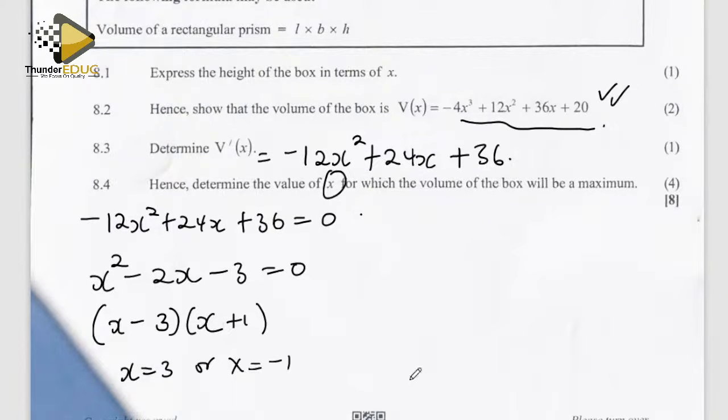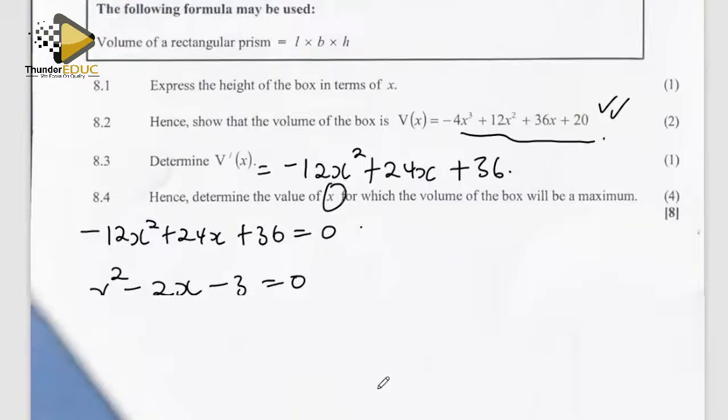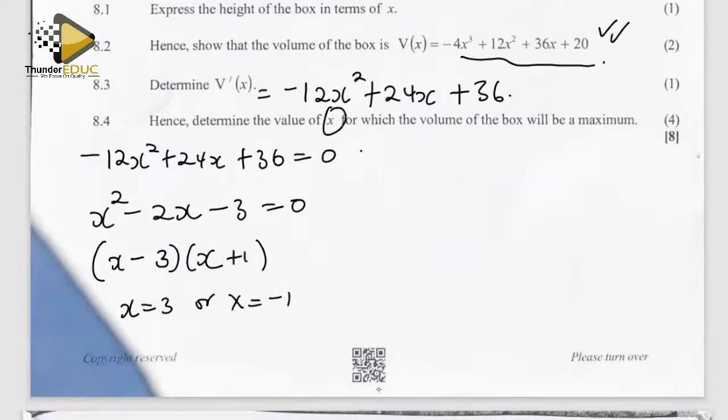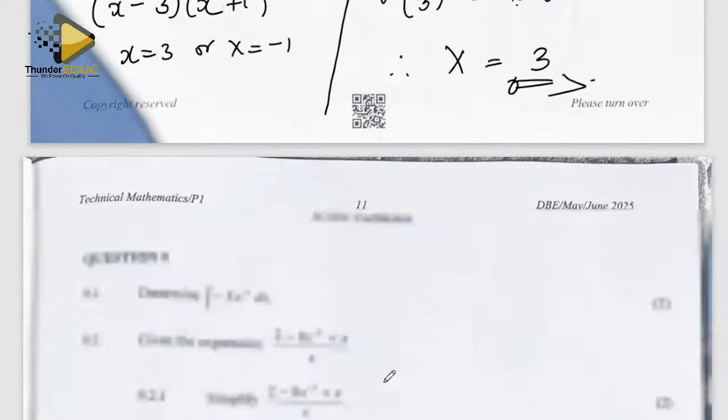Now, since we're talking about distance, remember x is a distance. We can substitute and see in that case. V of negative 1, what answer are we going to end up with? When I substitute V of negative 1, I'm ending up with 0. Then V of 3, I'm ending up with 128. Therefore, our x needs to be 3. But also, even without substituting, we could see that x is representing a distance, and distance is hardly negative, okay?